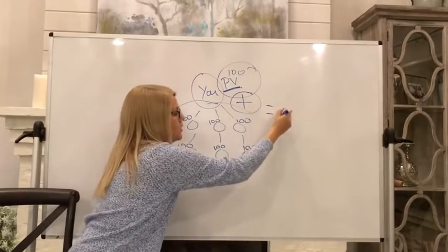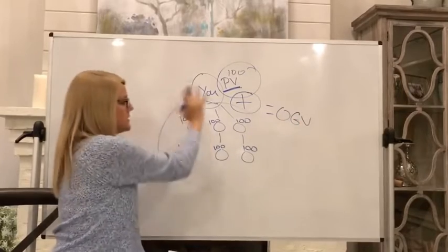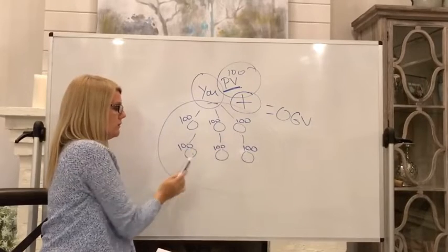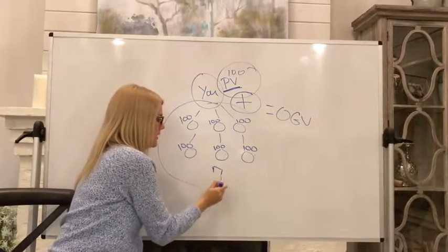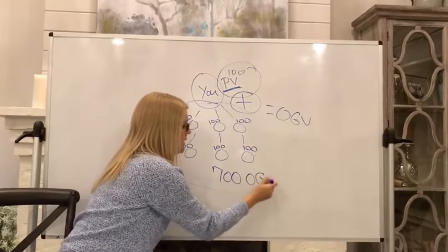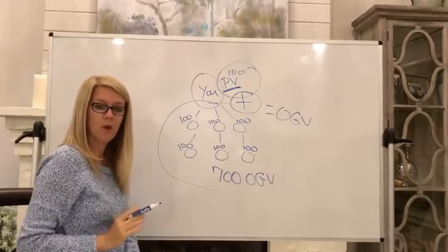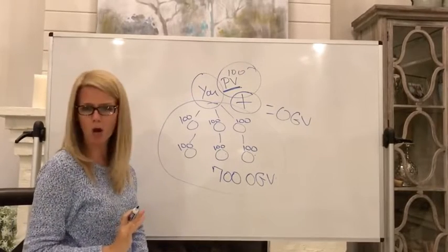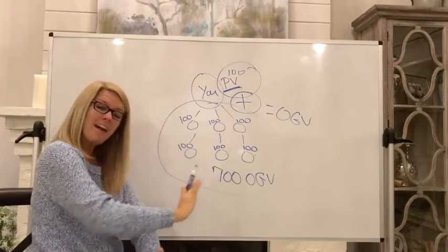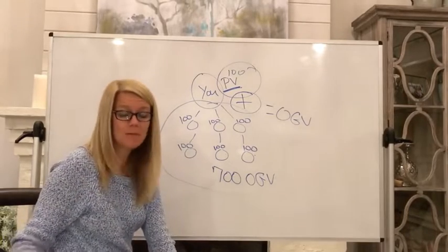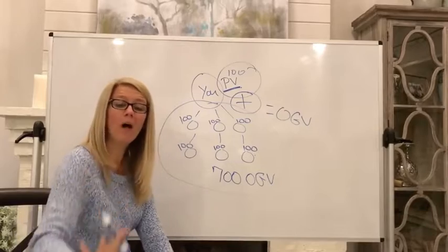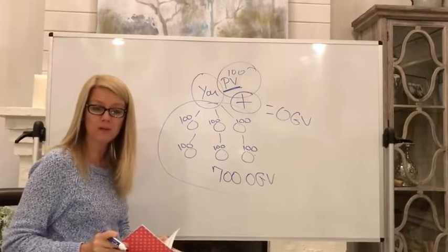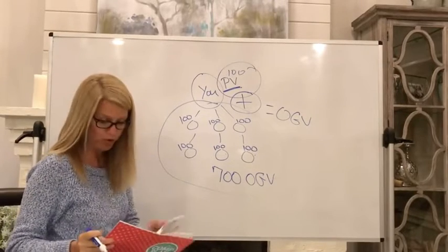PV is your OGV. So in this situation right here, you're going to have 100, 200, 300, 400, 500, 600, 700. Your OGV would be 700 in this scenario. Whatever you order plus whatever anybody else in your whole entire organization orders, no matter how many levels deep you have in your organization, is what your OGV is, okay? PV, personal volume, OGV, organizational group volume.